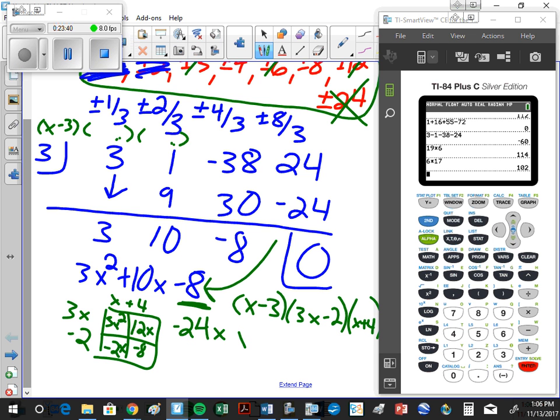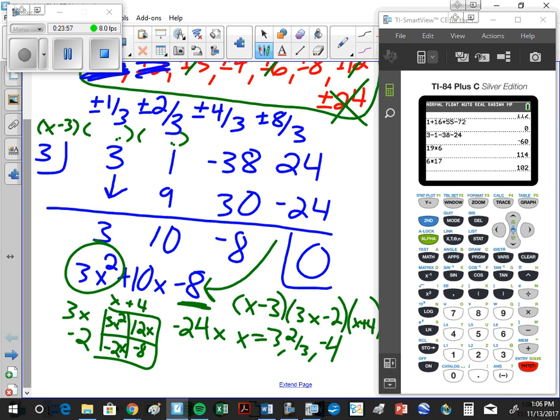My roots are what? 3, 2/3, and negative 4. Does that make sense? Because there was a 3 there.